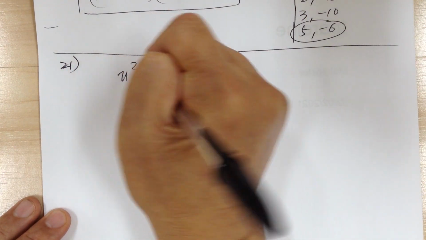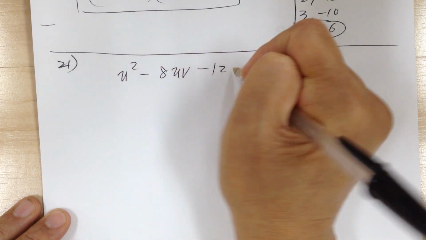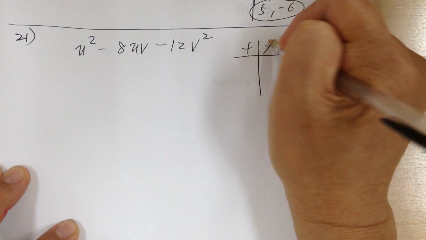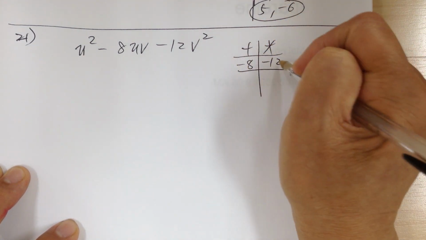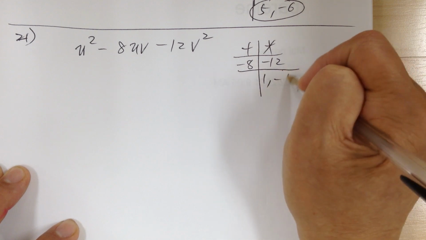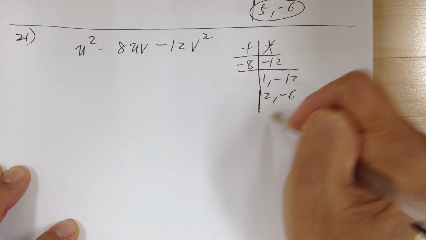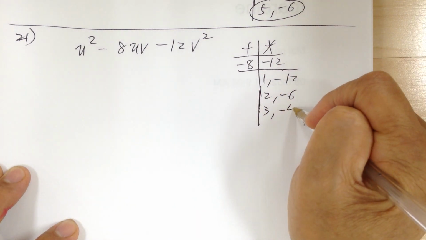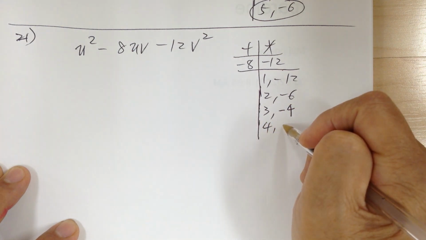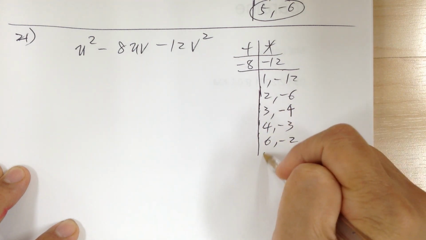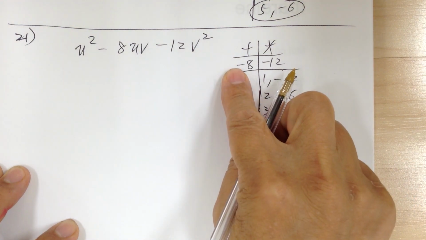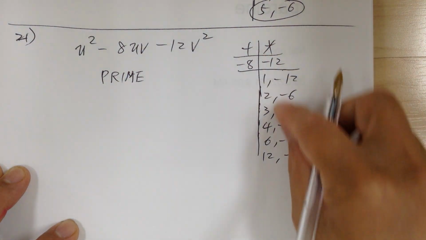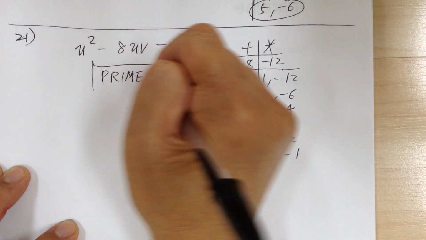Okay, next one, you got u squared minus 8uv minus 12v squared. Okay, so you can go to the list. So this is step 4. So 1 comma negative 12, 2 comma negative 6. So you have to keep track of your sign, okay? And 3 comma negative 4. And after that, nothing is going to match, okay? So none of this is going to give you negative 8. So this is prime. It's not factorable. You cannot do anything. So again, as you go through the list, if none of this is going to match, then it's prime. It's not factorable.